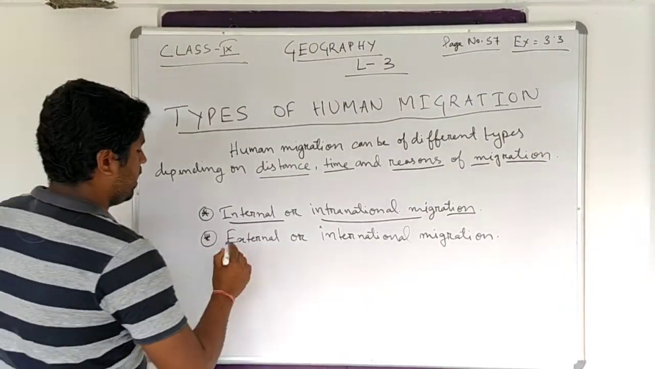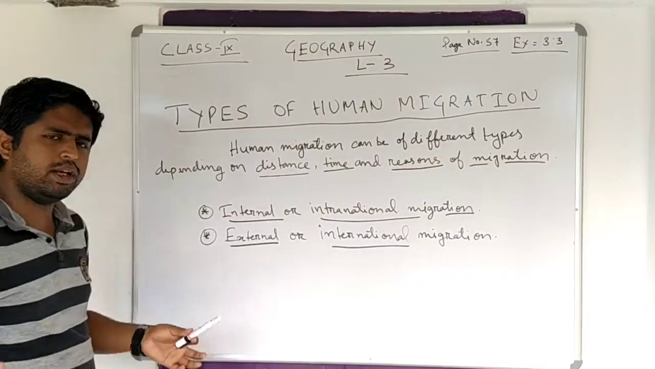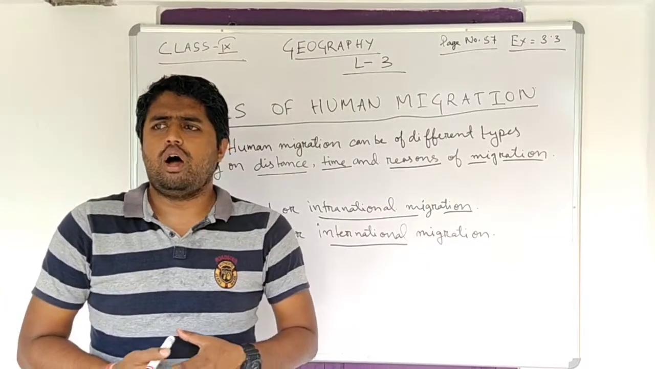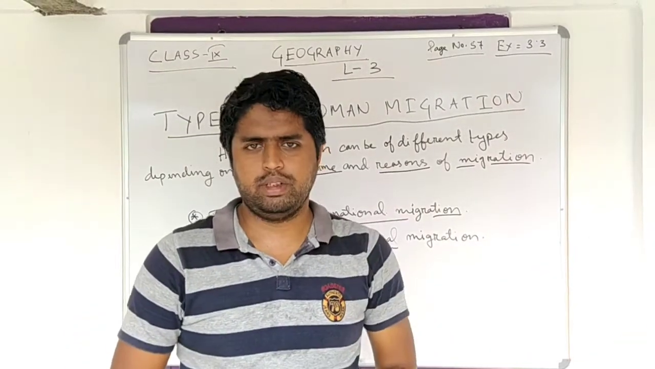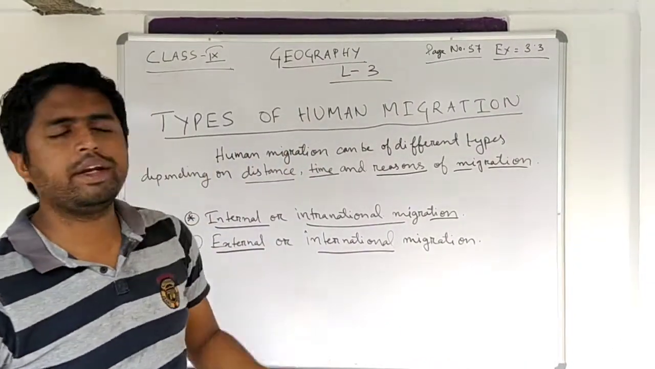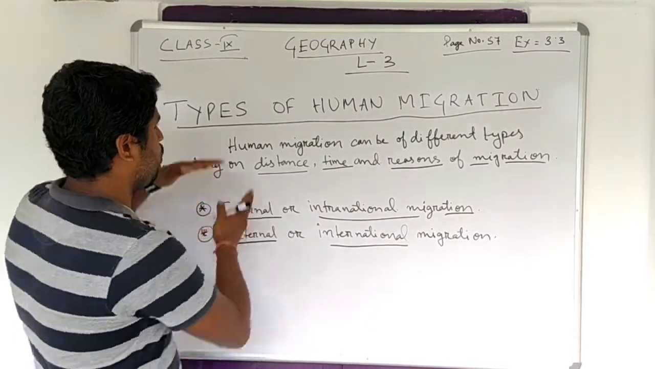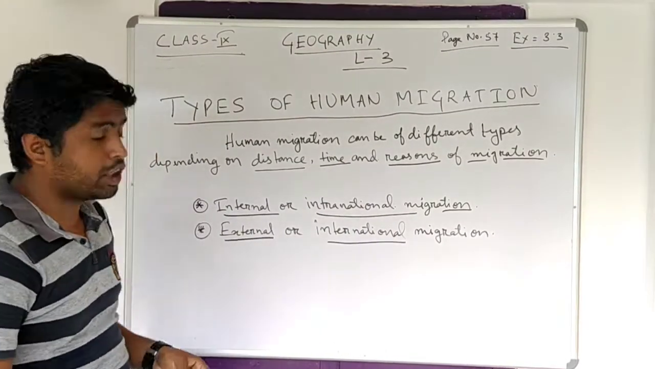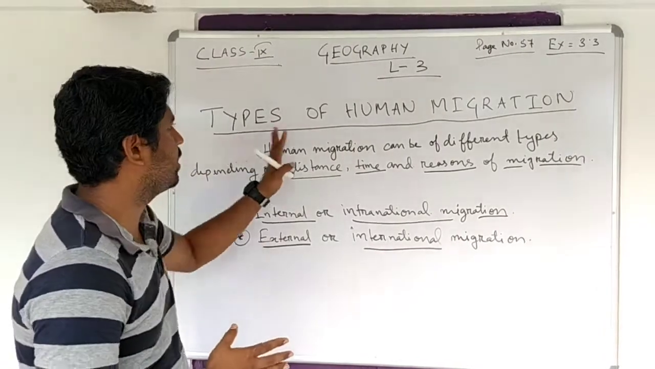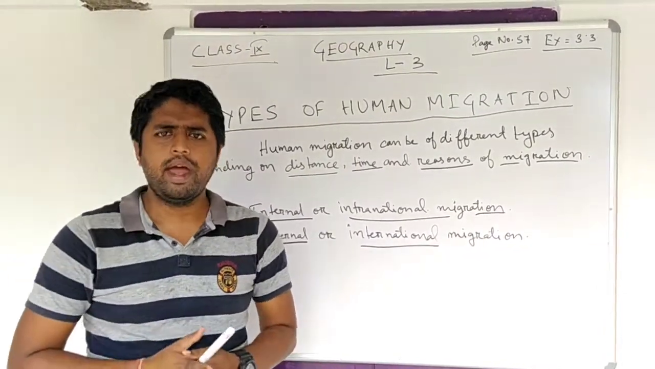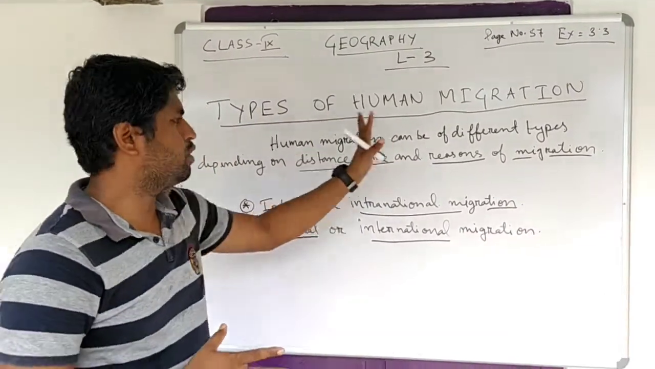Next, we shall discuss external or international migration. Similarly, as the word suggests, external means movement of people from our own country to another country. It is called external or international migration. So basically, these two are types of human migration. Other than that, there are many factors which are also included in human migration. You can go through your book and learn more about the types of human migration.